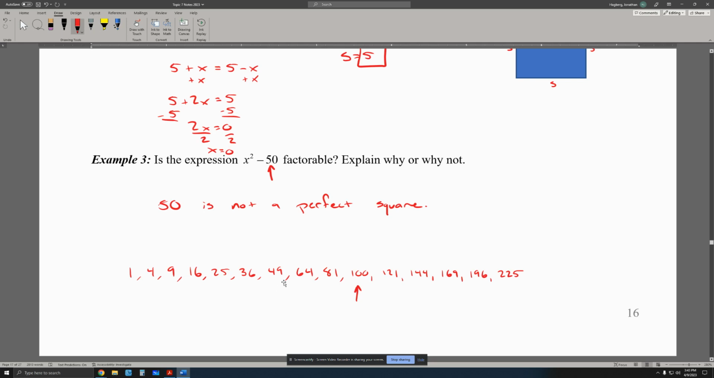Okay. So this has been our notes on factoring special cases, particularly differences of squares. We're going to get a lot of practice, so we'll see you tomorrow.